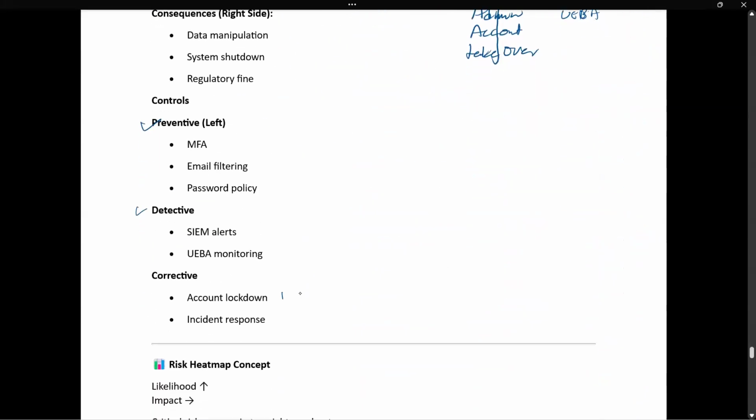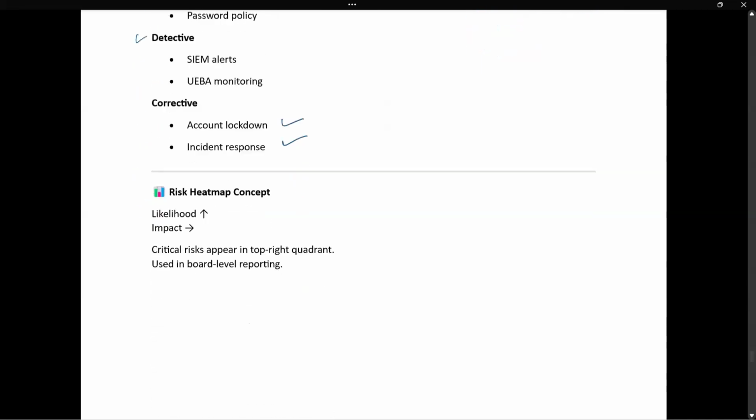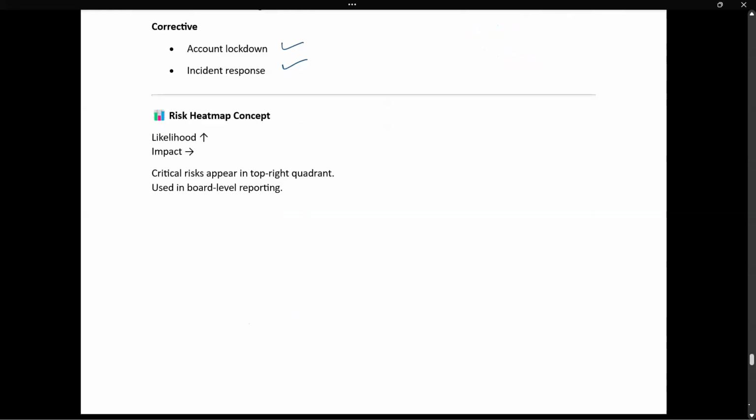Like account lockdown. What do you want to do? Because the account has been taken over, you just lock that account. So whoever has that account information will not be able to utilize it to steal the information. Incident response. You have a team who is going to perform the incident response. They would triage the ticket, work on the ticket, try to minimize the impact, and then report it.